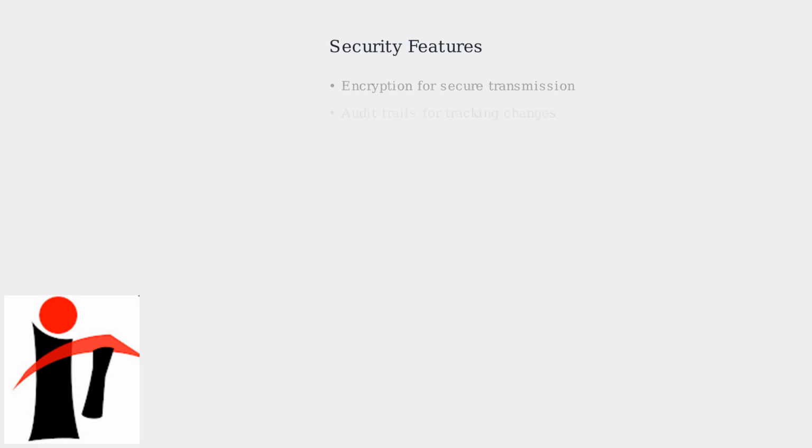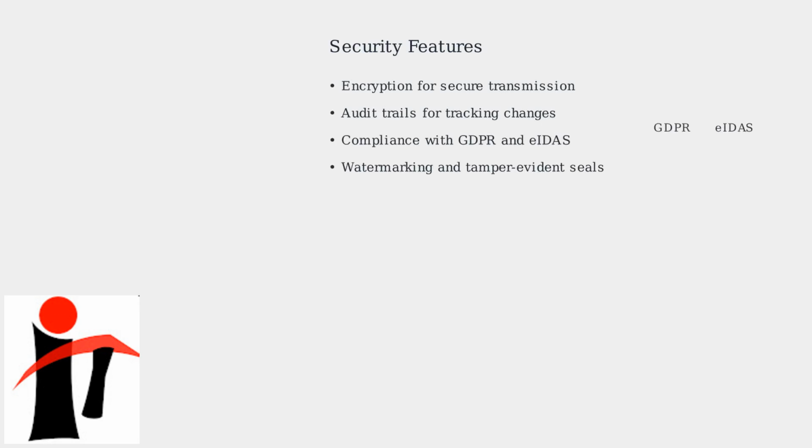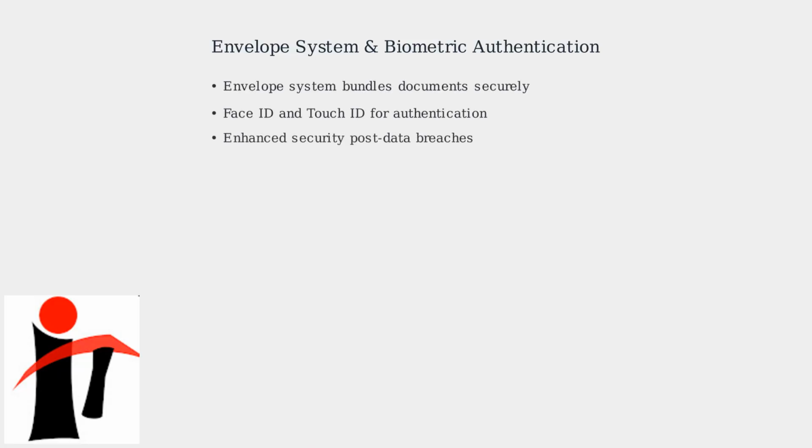DocuSign prioritizes security with encryption, audit trails, and compliance with GDPR and eIDAS. Advanced features include watermarking and tamper-evident seals to ensure document integrity. The envelope system securely bundles documents for transmission.